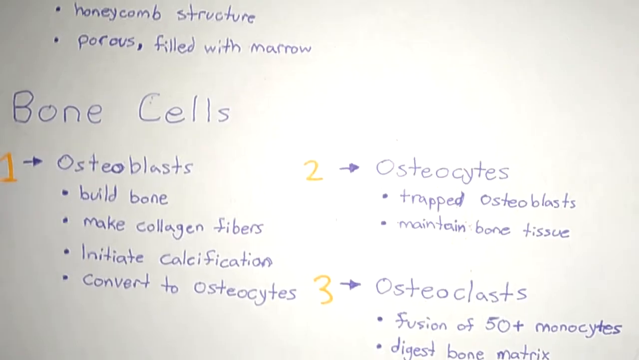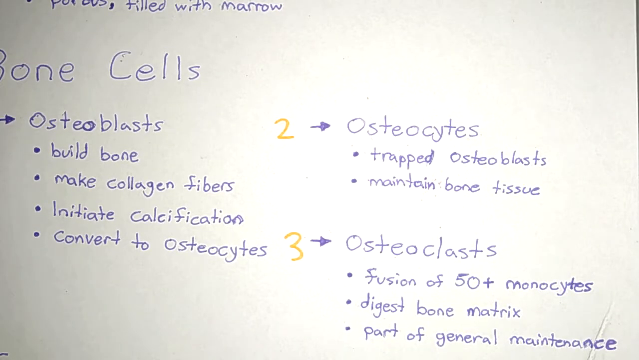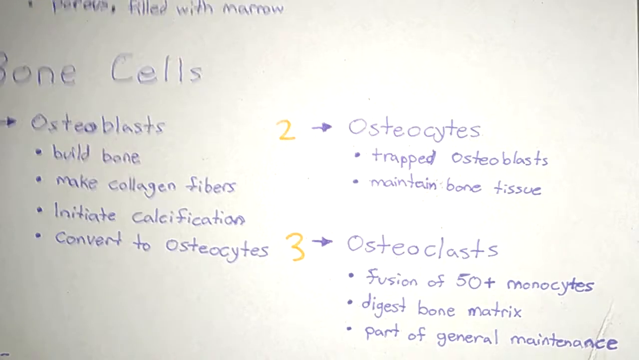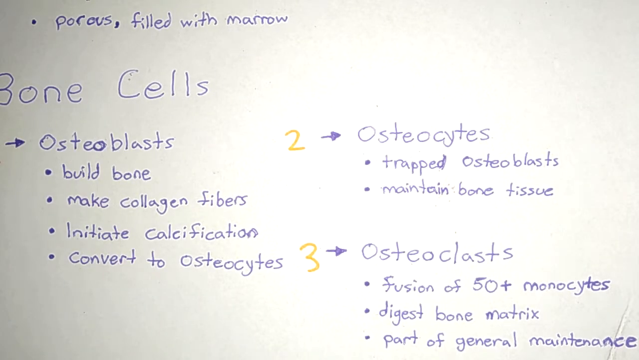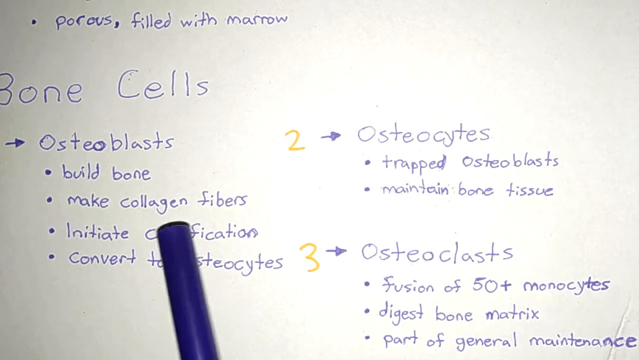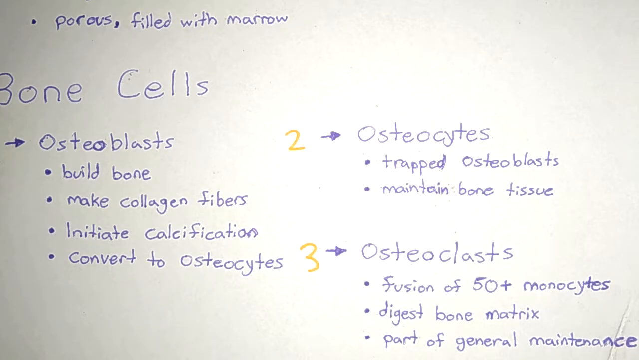Okay, bone cells. Every organ in our body is made up of cells. So how are bone cells made and how do they function? Well, there are three kinds of them. Osteoblasts. These are the cells that build the bone. And how they do that is they make collagen fibers, and then they secrete it. They expel it into the surrounding area.